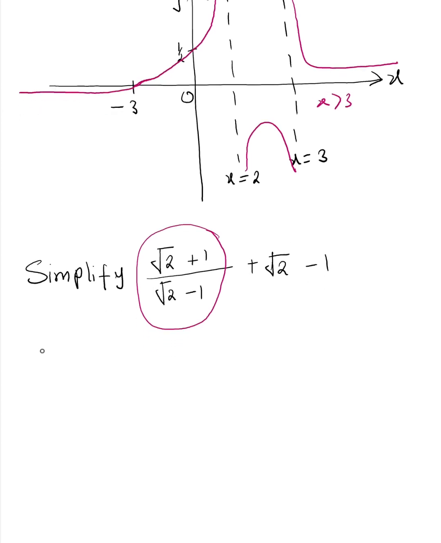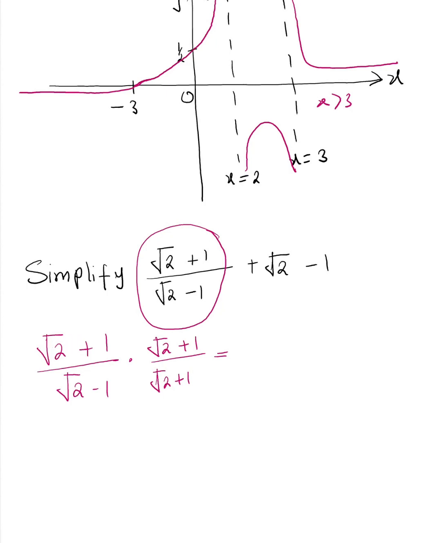Let's take that which I've circled in red. I have the square root of 2 plus 1 over the square root of 2 minus 1. So I multiply by the rational conjugate of the denominator, that is the square root of 2 plus 1 over the square root of 2 plus 1. Now in the numerator, I have a product of one same thing, which is a perfect square.